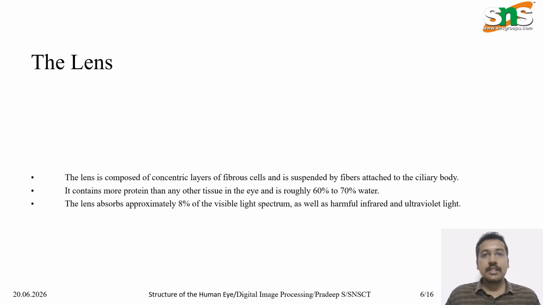The lens focuses incoming light onto the retina. It changes shape to adjust focus for near and distant objects, a process known as accommodation. It contains more protein than any other tissue in the eye and is roughly 60 to 70% water. The lens absorbs approximately 8% of the visible light spectrum. The lens is composed of concentric layers of fibrous cells and is suspended by fibers attached to the ciliary body.